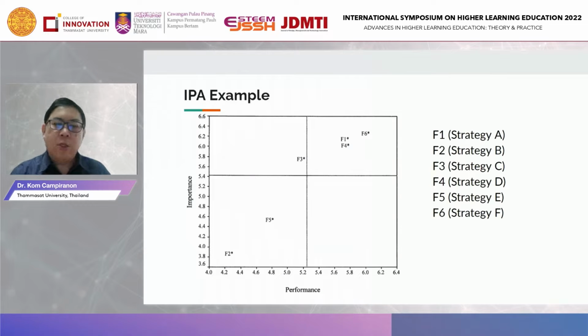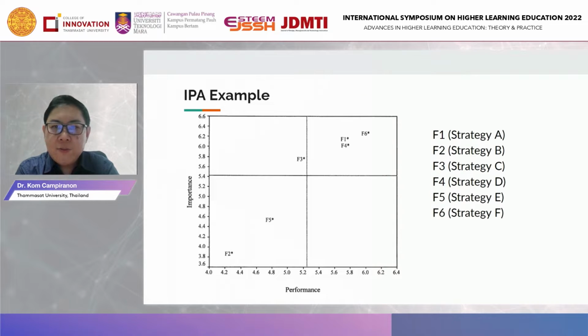Okay, so I want to show you here an example of the way we can analyze the IPA. You can see that there are 6 different services or 6 different strategies, right? I'm going to see if you can guess it correctly. So my question is, from this graph over here, which strategy or which service should be improved first? I'm going to give you 10 seconds to guess, and then I'm going to give you the answer.